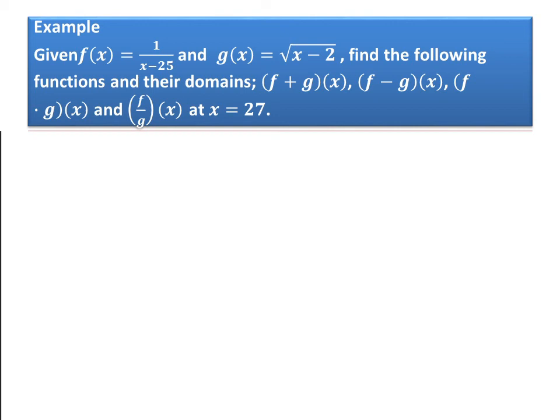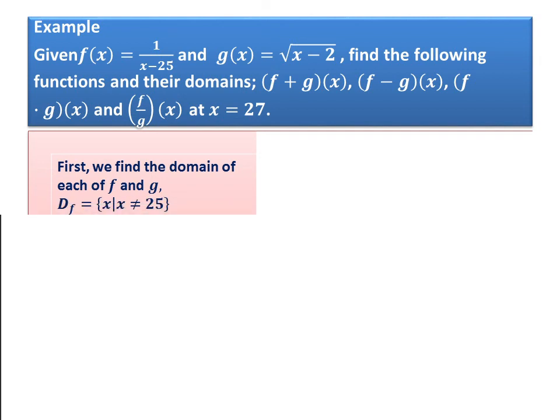As we did in the previous example, we will find the domain of f and the domain of g, and then we find the intersection of the two domains df and dg. So the domain of f, as we see, is the set of all numbers except what makes the denominator equal to 0. So df is equal to the set of x such that x is not equal to 25. And for dg, we have the domain of the square root of x minus 2. As we know, the domain is the set of all real numbers which will make what's under the root greater than or equal to 0.